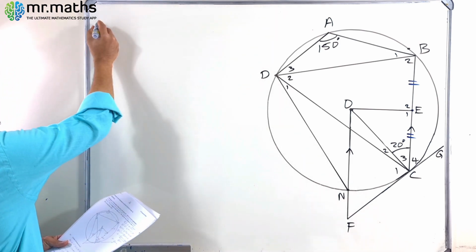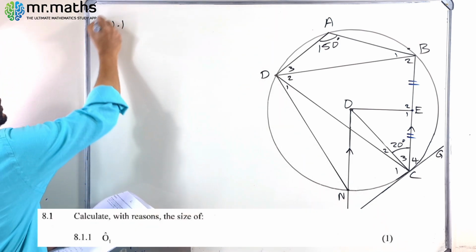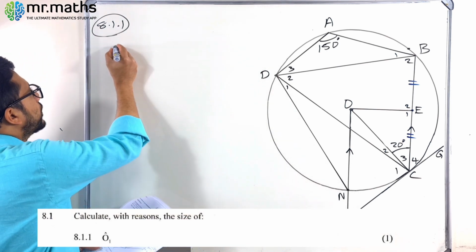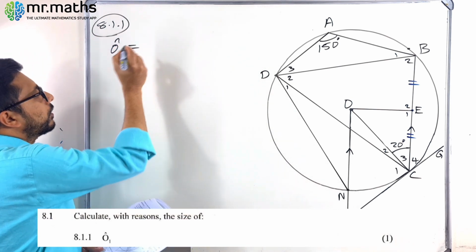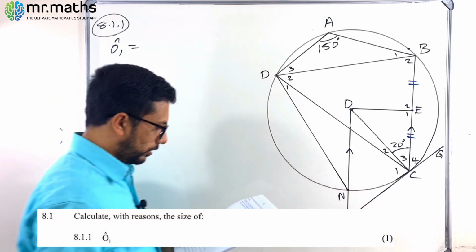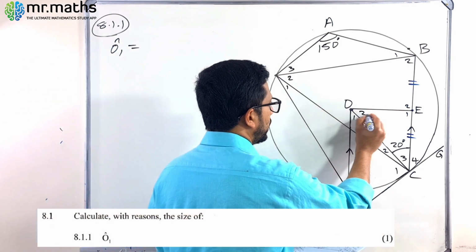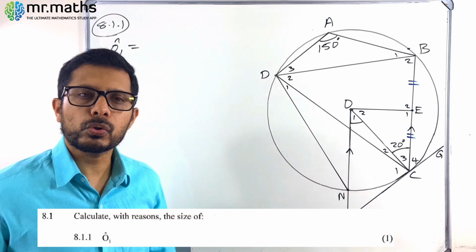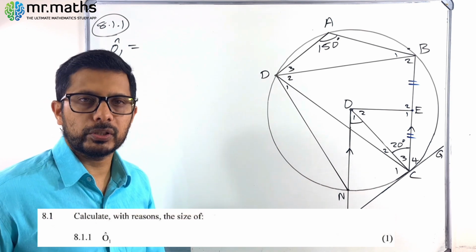So what is the first question? 8.1.1. Calculate O1. You have to find what is angle O1. So which one is O1? I didn't mark that one. This is O1 and this is O2. So you have to find this angle O1. How can you find that one? Pause the video and try by yourself.